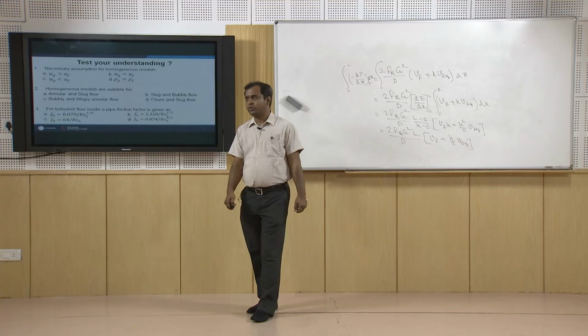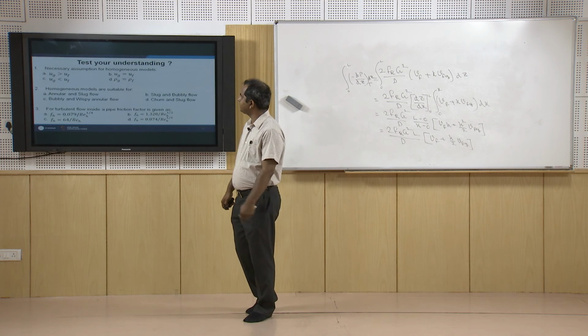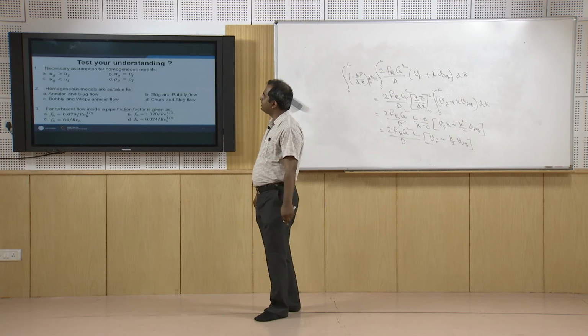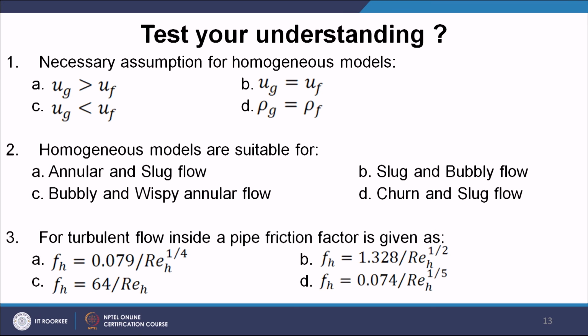Last, to test your understanding at the end of this lecture, let us take some questions. First one: the necessary assumption for homogeneous flow, whether it is u g greater than u f, u g equals u f, u g less than u f, or rho g equals rho f. Obviously all of us are getting the answer. The correct answer is u g equals u f.